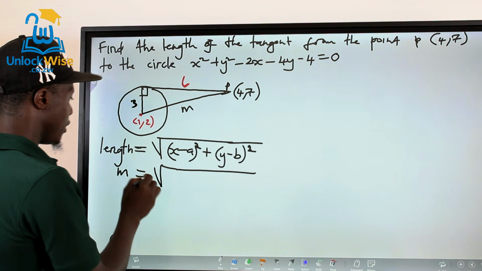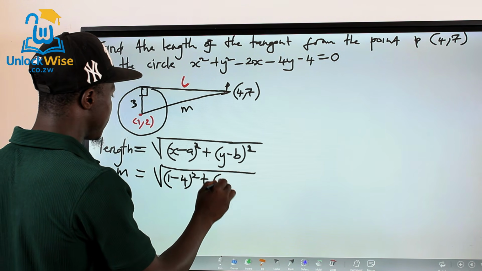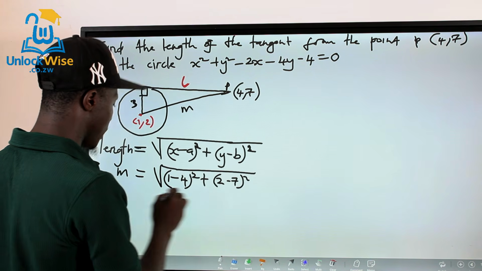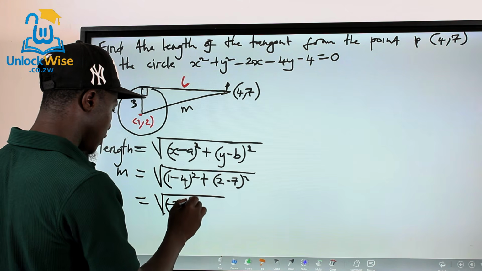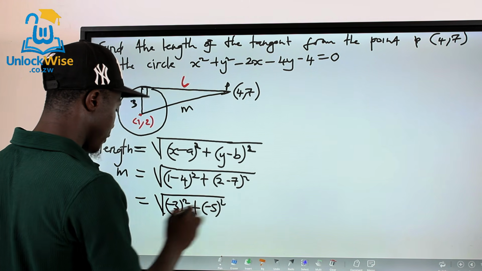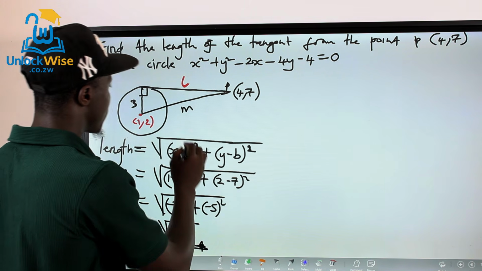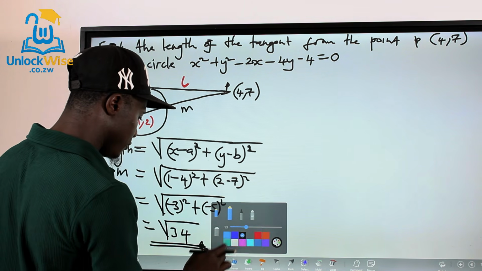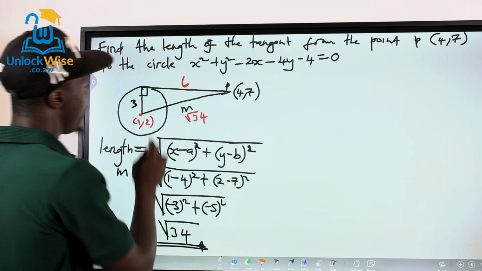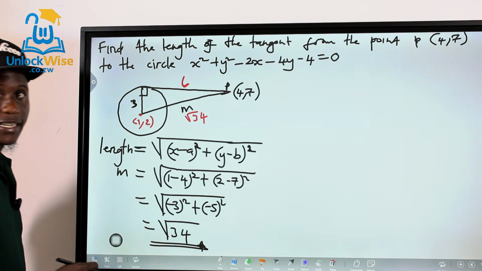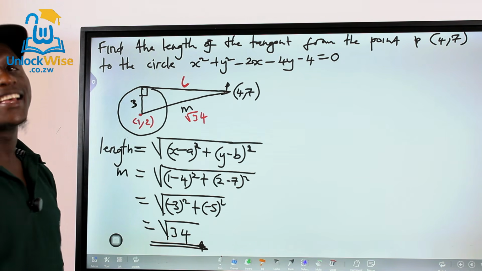So now let's find the length of m. The length of m is equal to the square root of (1 minus 4) squared plus (2 minus 7) squared. This is equal to the square root of (minus 3) squared plus (minus 5) squared, which is equal to the square root of 34. So m is equal to the square root of 34. We have the length of m and the radius.